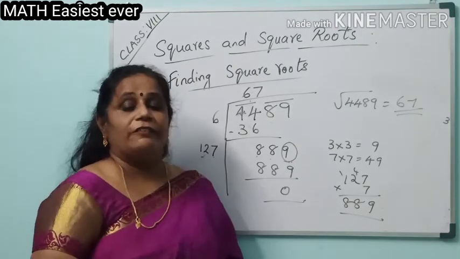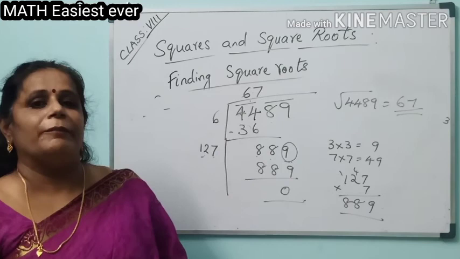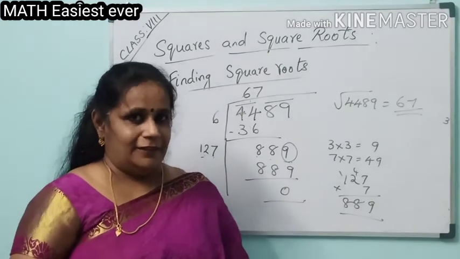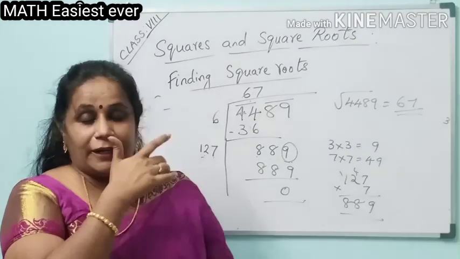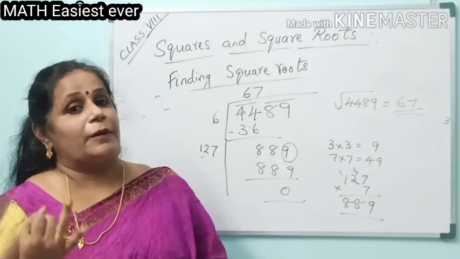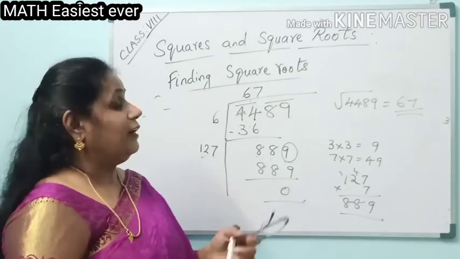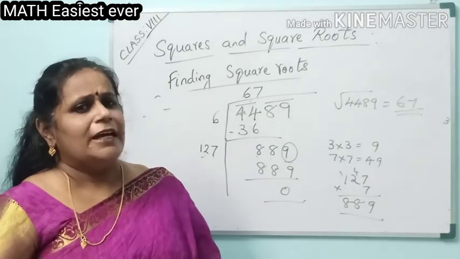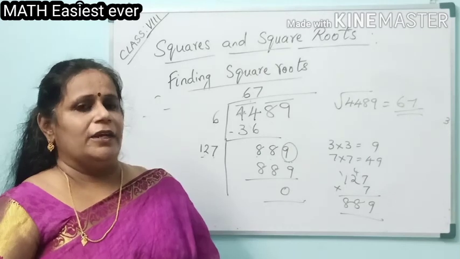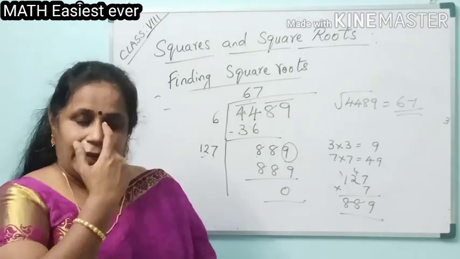Hope today's portion, finding the square roots with all three methods, has become simple for you children. The first method was the repeated subtraction method, the second was prime factorization, and now we have done the division method. Children normally make mistakes in the division method, but it can be made easy once you keep practicing it again and again.